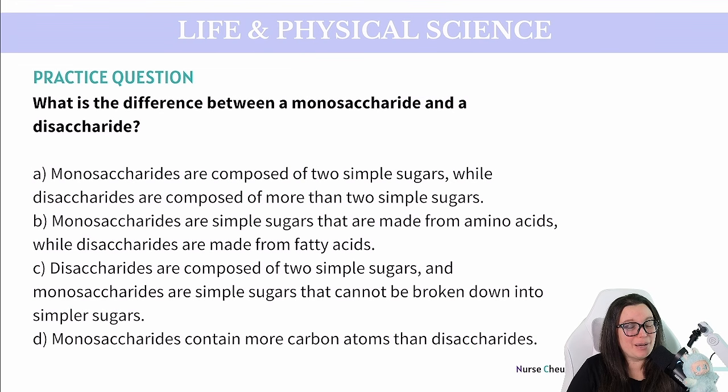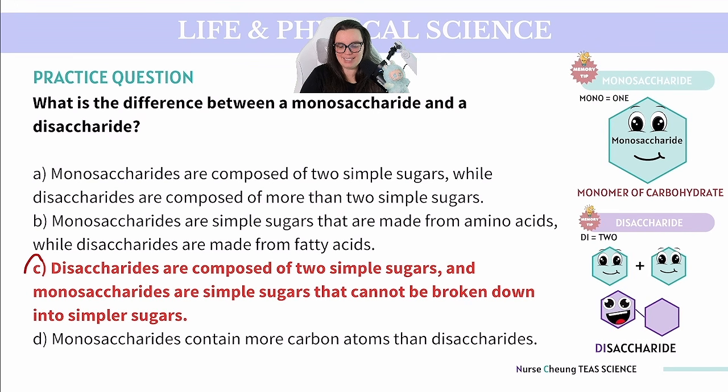All right, buckle up, Buttercup, for our next question. What is the difference between a monosaccharide and a disaccharide? Is it that monosaccharides are composed of 2 simple sugars, while disaccharides are composed of more than 2 simple sugars? Is it monosaccharides are simple sugars that are made from amino acids, while disaccharides are made from fatty acids? Is it disaccharides are composed of 2 simple sugars, and monosaccharides are simple sugars that cannot be broken down into simple sugars? Or is it monosaccharides contain more carbon atoms than disaccharides? And the correct answer for this one is going to be C.